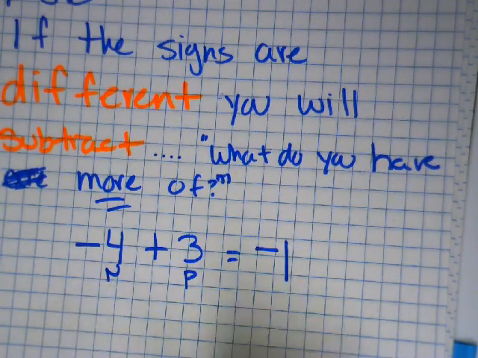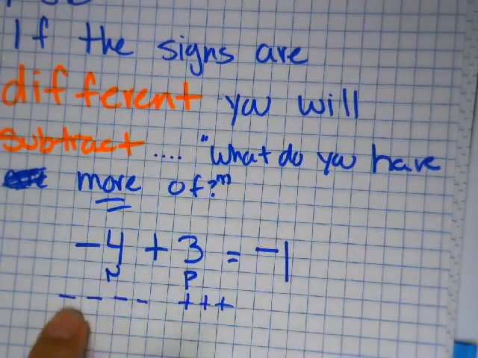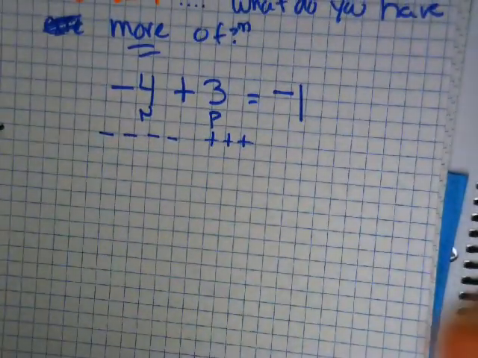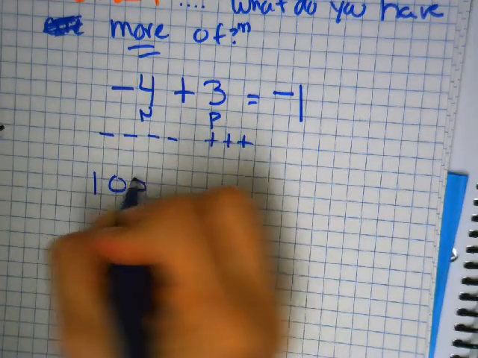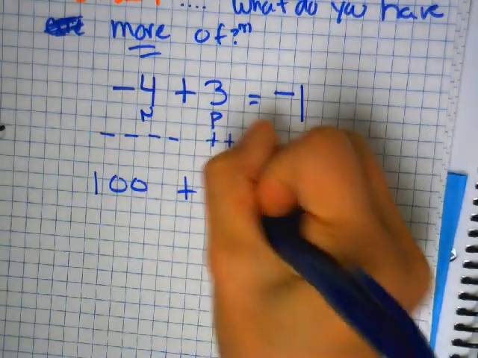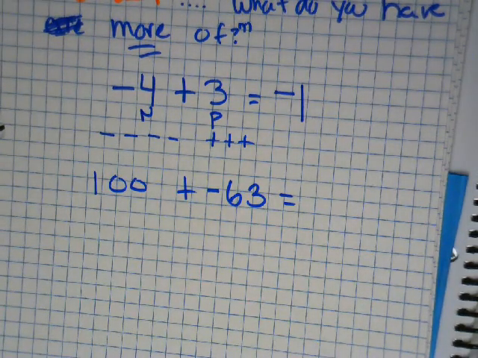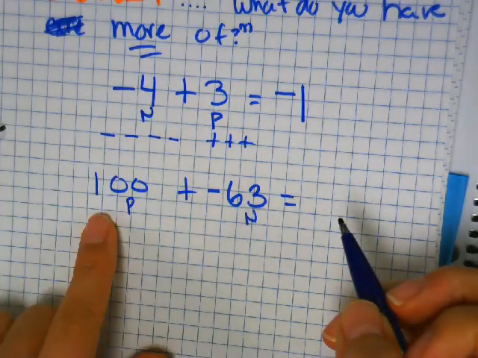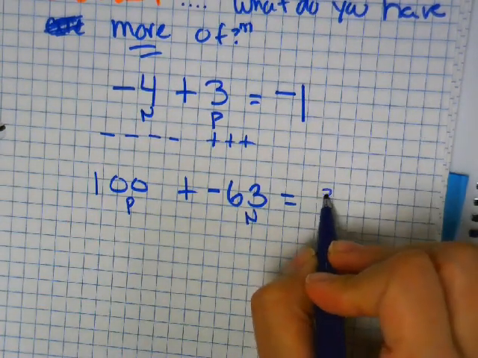It goes back to your tiles: 1, 2, 3, 4, and 1, 2, 3. You have more negatives. All right, cool. What's 100 plus -63? Is my answer going to be positive or negative? Positive, because there's way more positives. And then you subtract and you get 37.